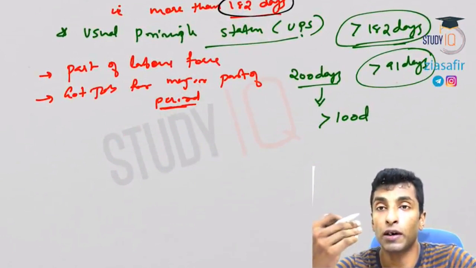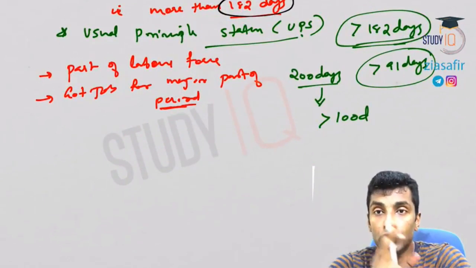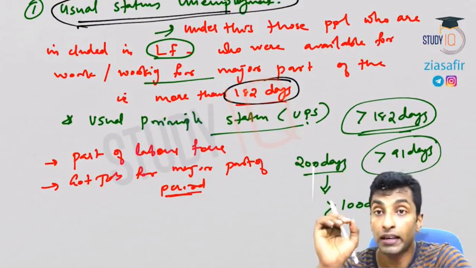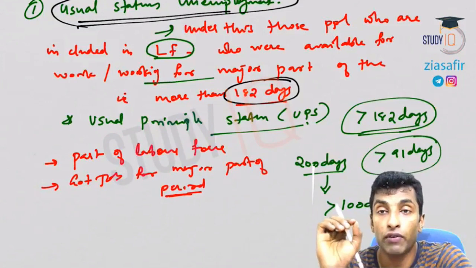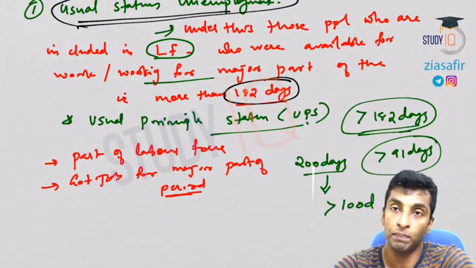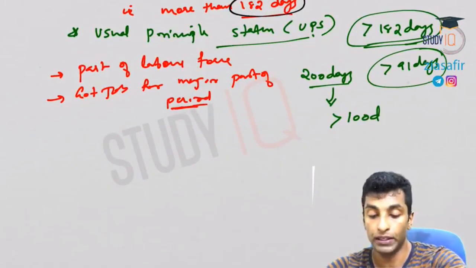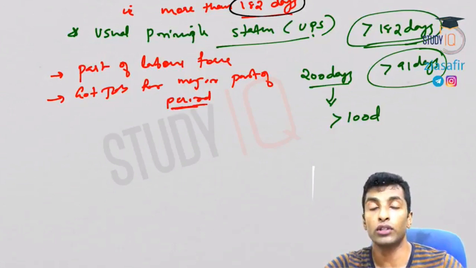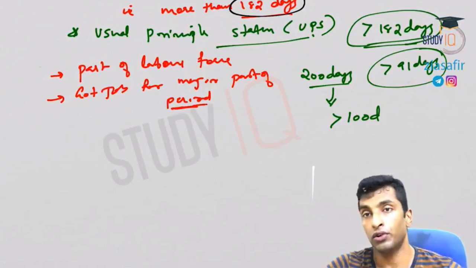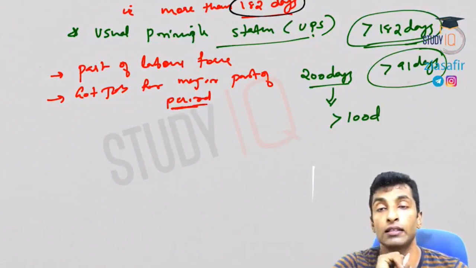So first you need to be part of the labor force, as I have already discussed. Labor force is that particular category of 15 to 59, and here you will be considered part of the labor force only if you are available for work for more than 182 days. Then unemployment and employment is based on this criterion. If you are getting a job for more than half of the days which are available, then you are considered employed. If you are not getting a job for more than half, then you are considered unemployed.